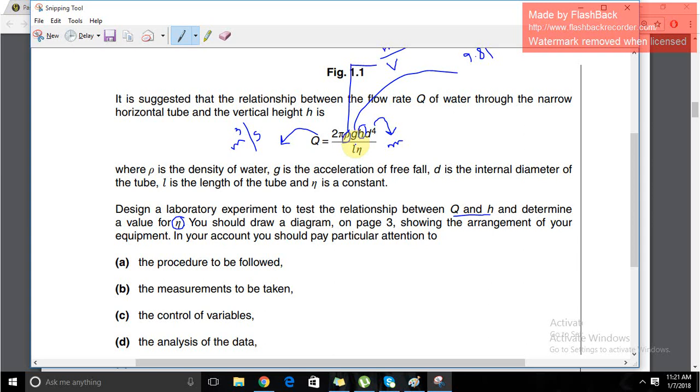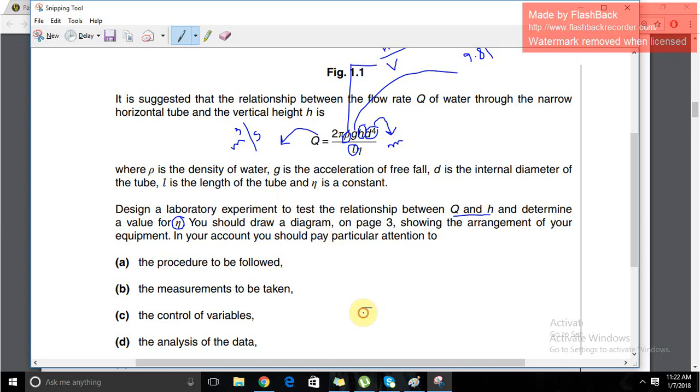Length, obviously, the length of the vertical tube as a whole, and obviously the diameter, which you would measure using a vernier caliper. Anything else that affects flow rate other than the height?